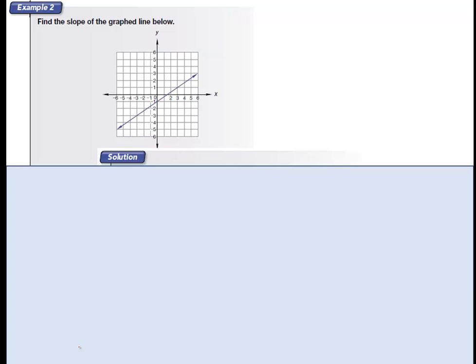Okay, so let's look at this one here. See if you can do this one. Try to find where it crosses in the corners of the grid. Pause it, see if you can do it. Remember, it's rise: how much does it go up over the run? How far does it go to the side? See if you can figure that out. Pause it and see if you can come up with an answer. Okay.